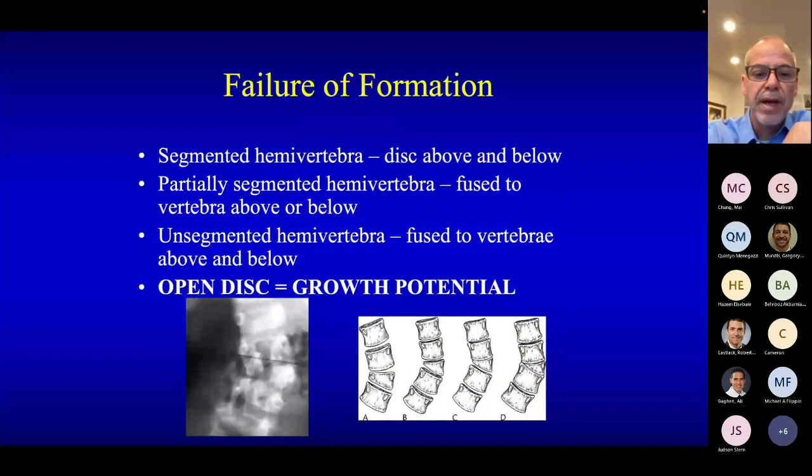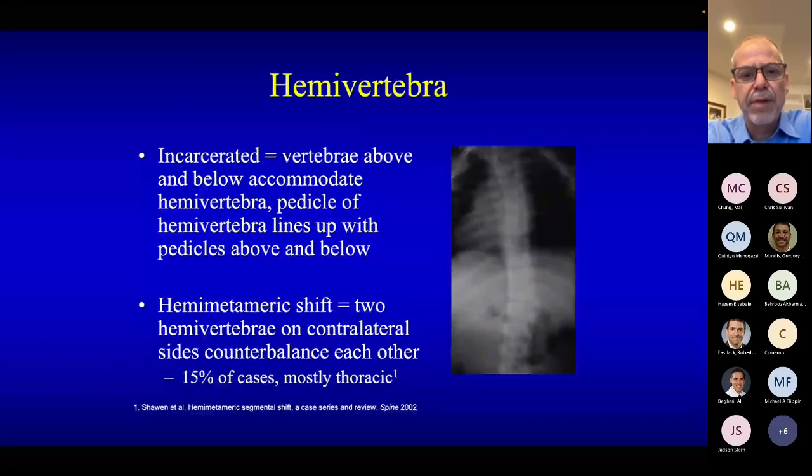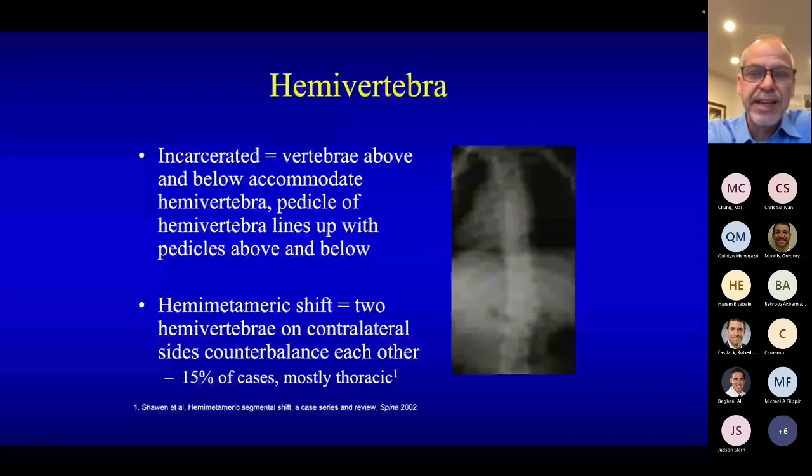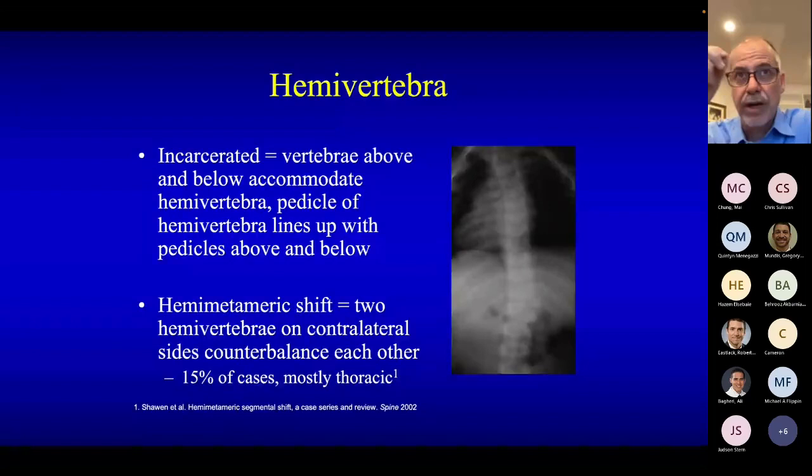And so a completely unsegmented hemivertebra really has very little growth potential. A couple other terms that are important with hemivertebra: one is incarcerated, which is basically when the vertebra above or below accommodates the hemivertebra. So essentially, the hemivertebra is within the alignment of the spine, and almost the pedicles themselves all line up.